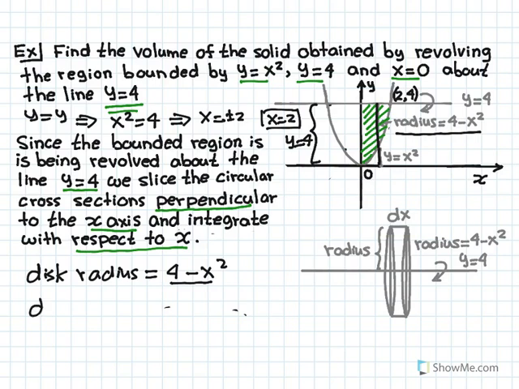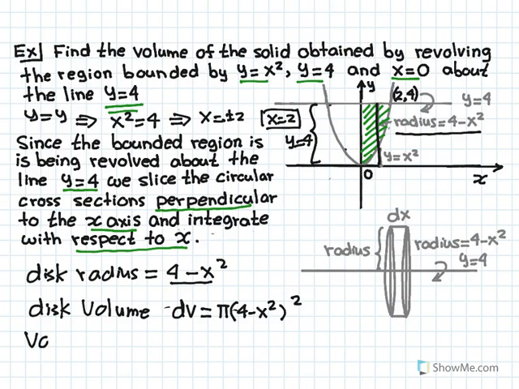Now let's talk about the disk volume. What is the disk volume? Well, dV is equal to pi times radius squared. We found the radius. The radius is 4 minus x squared. 4 minus x squared, all squared.